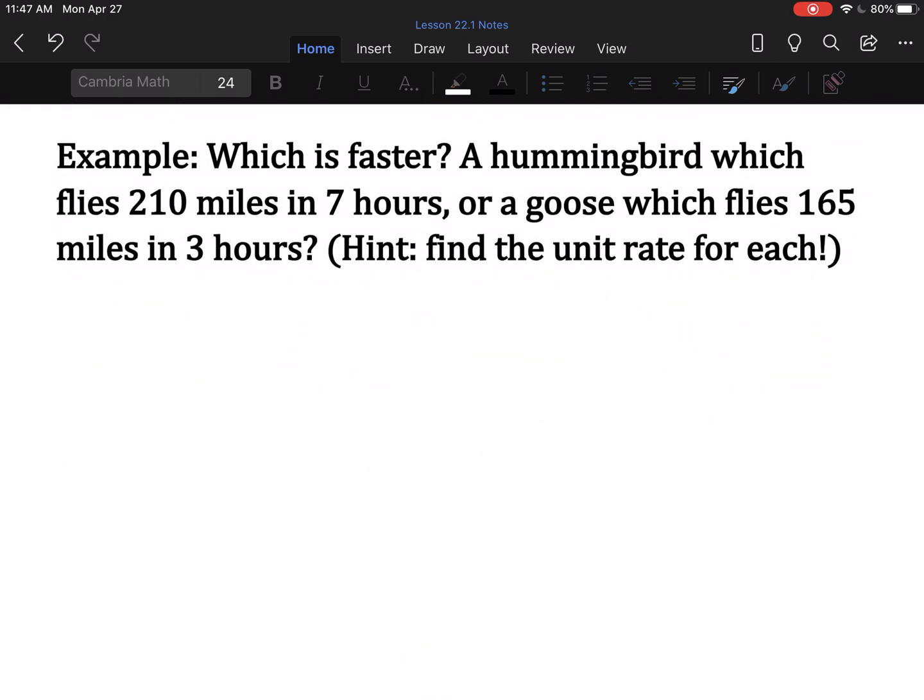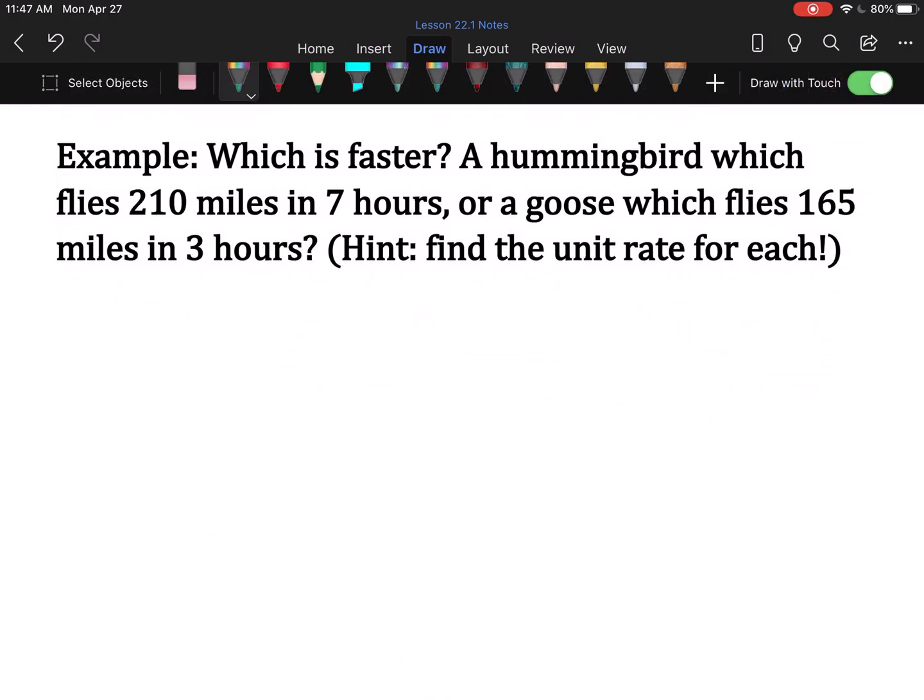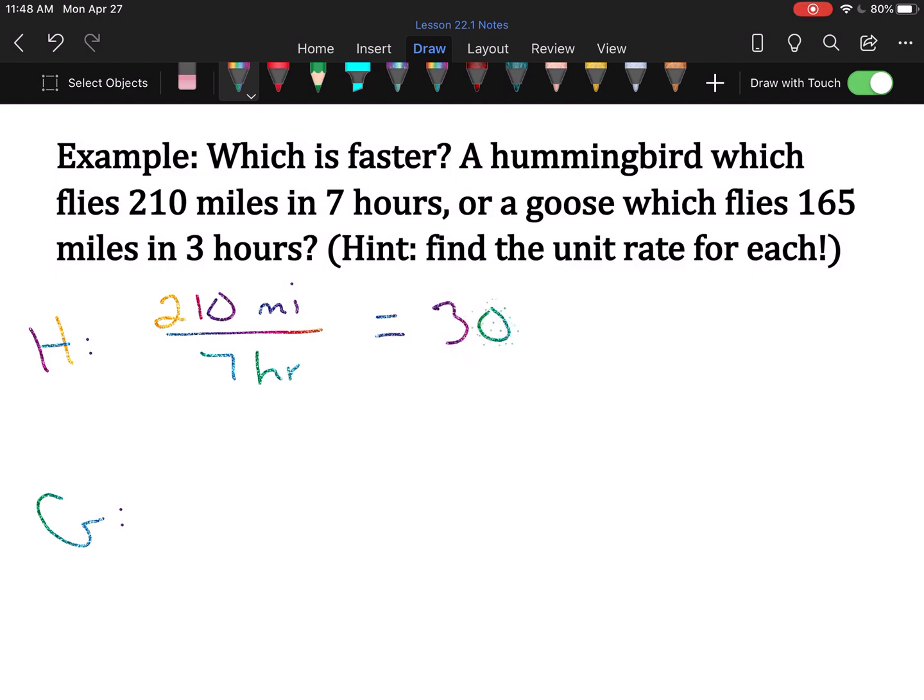Which is faster? A hummingbird that flies 210 miles in 7 hours, or a goose that flies 165 miles in 3 hours? And I'm suggesting you find the unit rate for each. So, we'll have our hummingbird, we'll have our goose. Our hummingbird flies 210 miles in 7 hours. So how far does it fly in 1 hour? Just divide. 210 divided by 7 is 30 miles per hour.